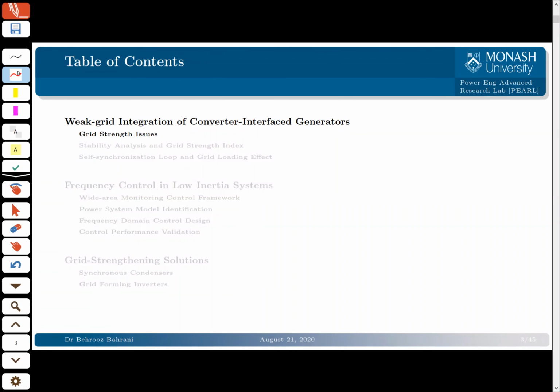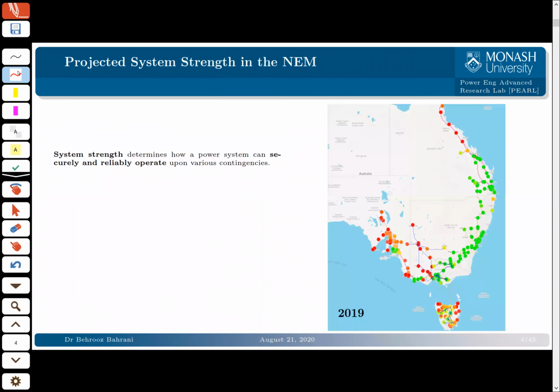So let's start with the grid strength issues and see what problems we might face when we are going to integrate power electronic connected assets to the network. Well, first of all, what is system strength? System strength tells you how your power system will react when there are contingencies in the system, how reliably and securely your power system can operate when you've got, let's say, a fault in the system, a generator trips, you've got a load connected or a load shed in the system, how your system will operate.